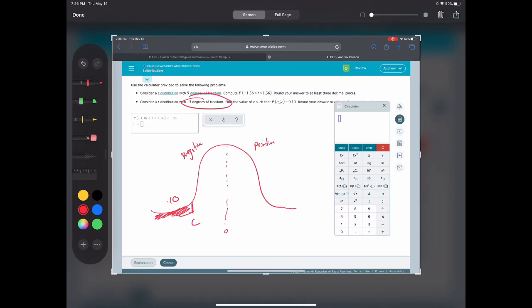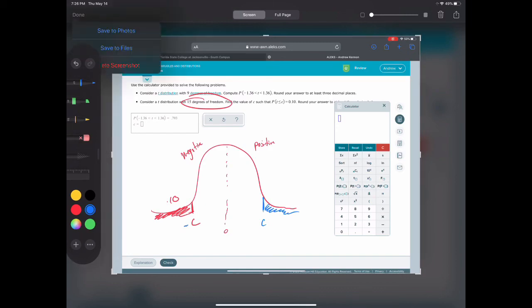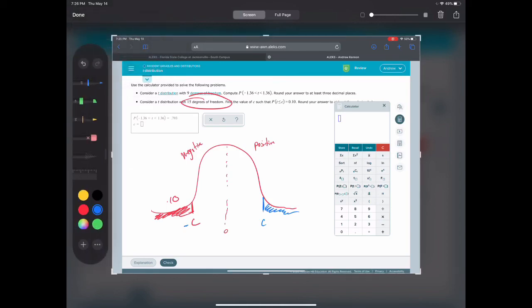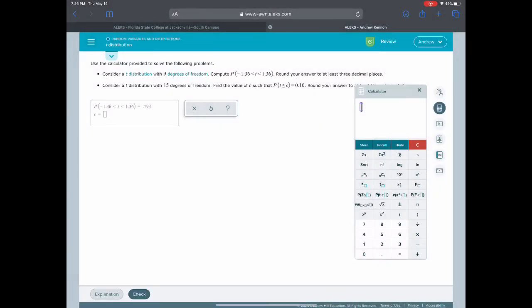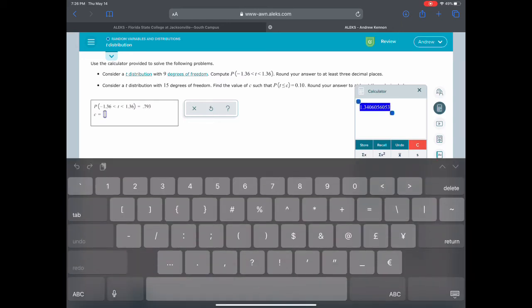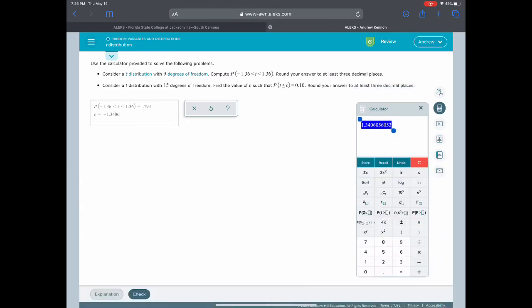All right, so the calculator is going to give us the number to the right, it's going to actually give us this number over here, and it's going to give us this area right here. But since this is symmetrical, all we got to do is change that to a negative, and we should be able to get the left. So again, if I do this button and then 0.10, and the degrees of freedom is 15. So that's the number to the right. So again, if we just make that negative, that will actually flip it and make it to the left. What's it say? Probably three decimals again. So yes.